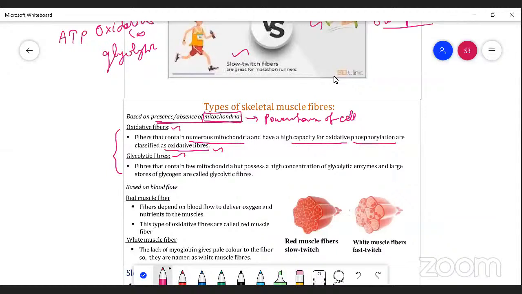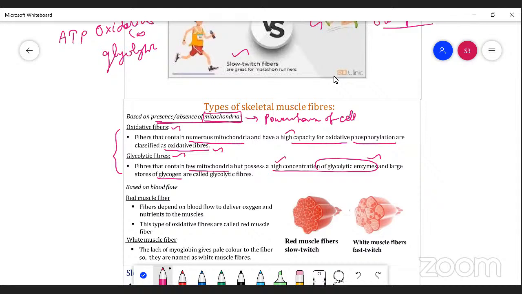The fibers that contain numerous mitochondria and have a high capacity for oxidative phosphorylation are classified as oxidative fibers. Suppose the fibers contain few mitochondria but possess a high concentration of glycolytic enzymes and a large store of glycogen. A high level of glycolytic enzymes means the storage of glycogen takes place. We already know glucose is stored in the muscles as glycogen. We already studied that in the lower class.